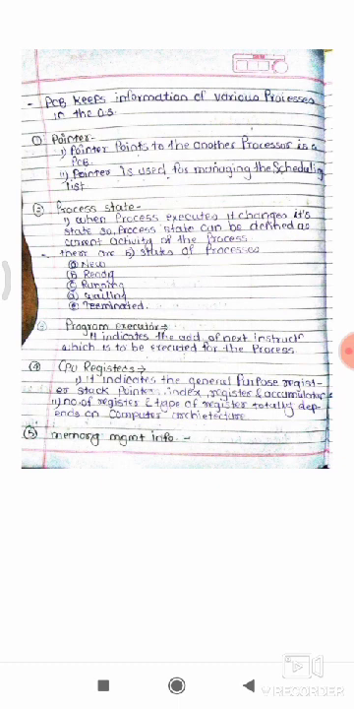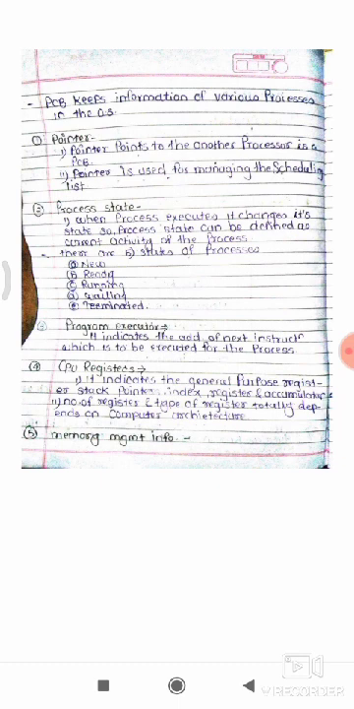So here is the first point: the pointer points to another process in the operating system. That means it is used for pointing to another process. After that, the pointer is used for managing the scheduling list. As there are n processes, we need to manage those processes. So the pointer is used for managing the scheduling of the processes.